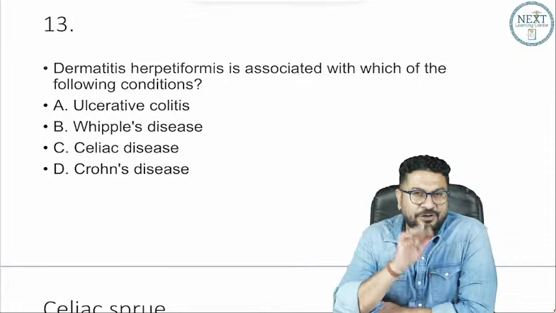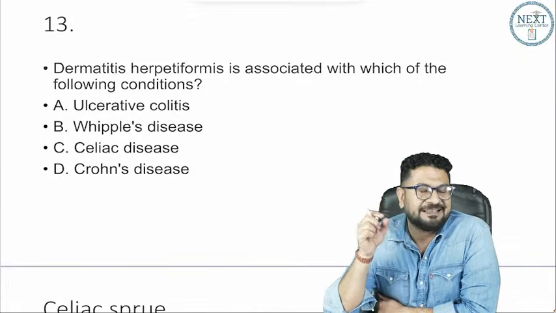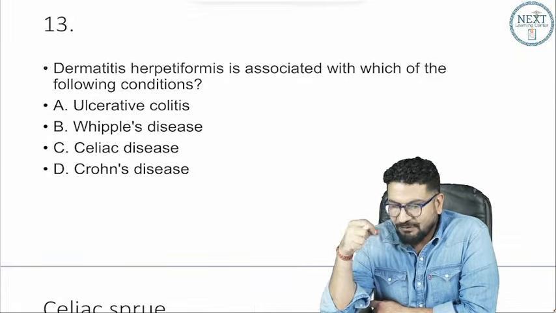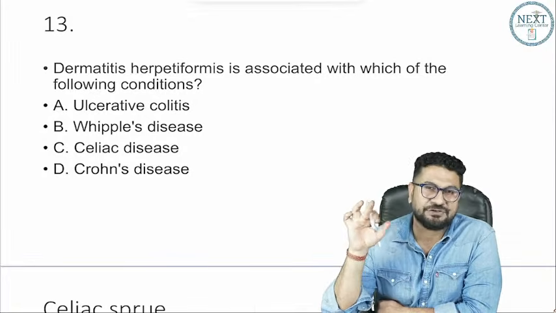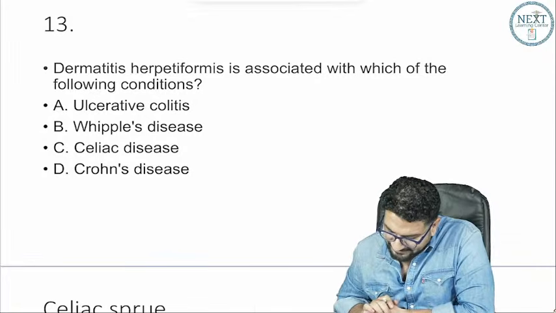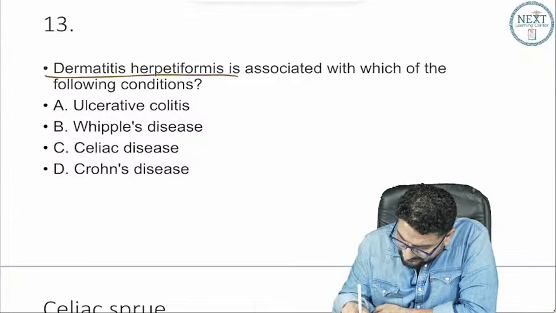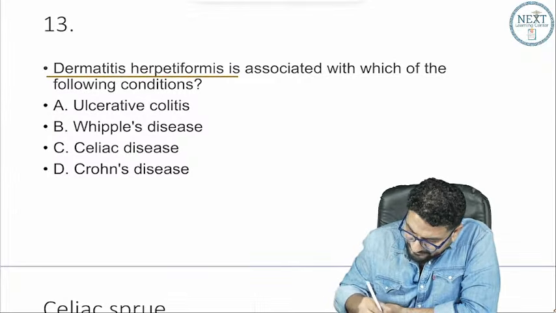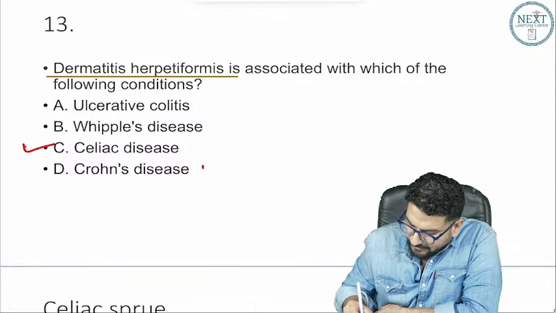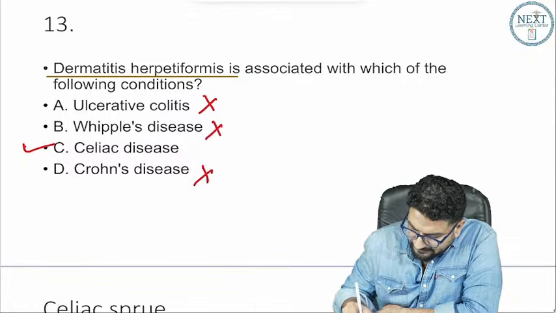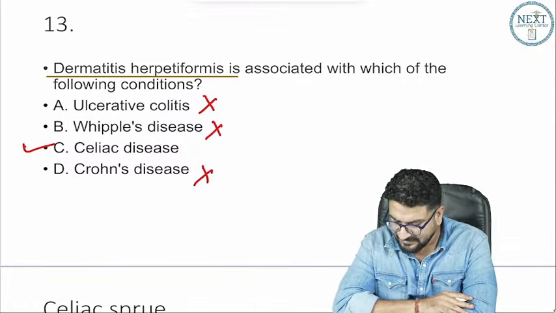Dermatitis herpetiformis. I know all of you know this, but the question here is to tell you about a disease called celiac. This is where the question comes from. Dermatitis herpetiformis is a type of vesico-bullous disease. This is seen in a patient with celiac disease, not in Crohn disease, not in Whipple disease, not in ulcerative colitis. So here I'll talk about celiac.